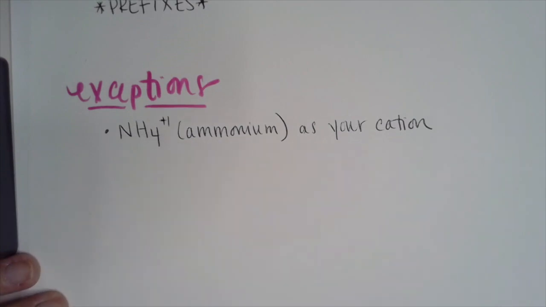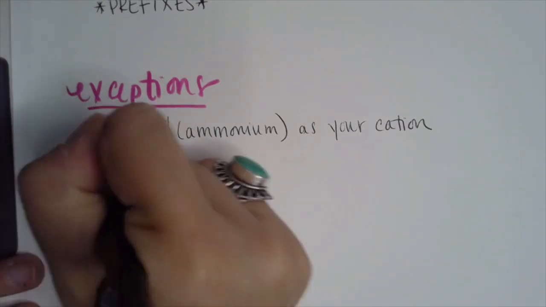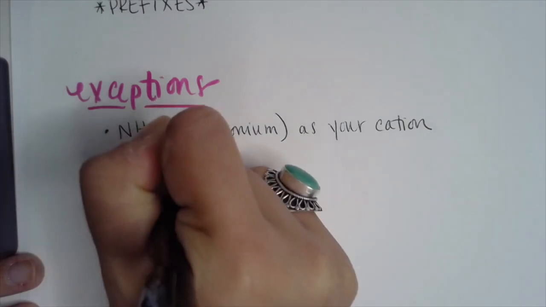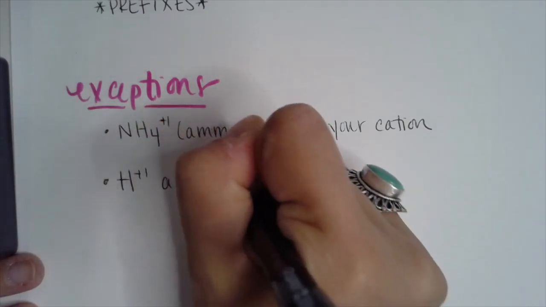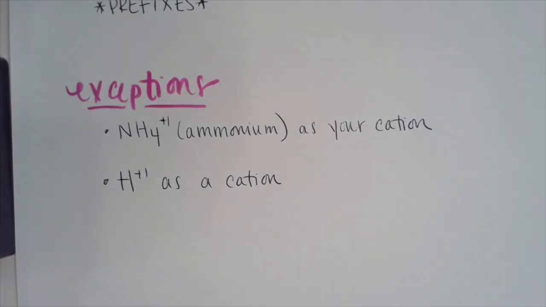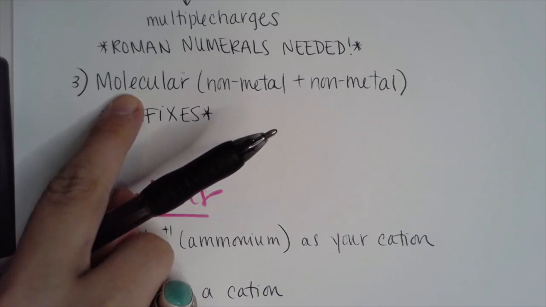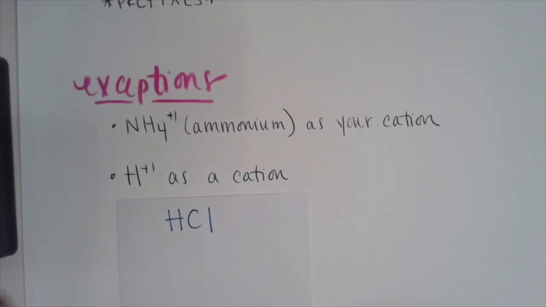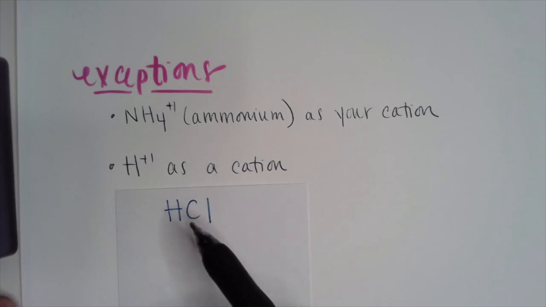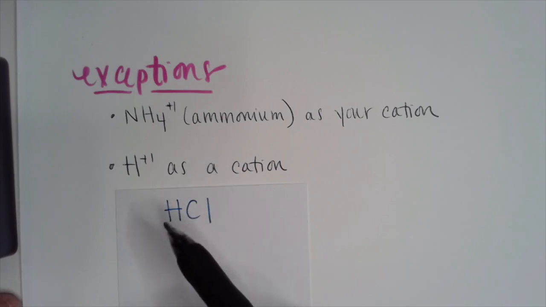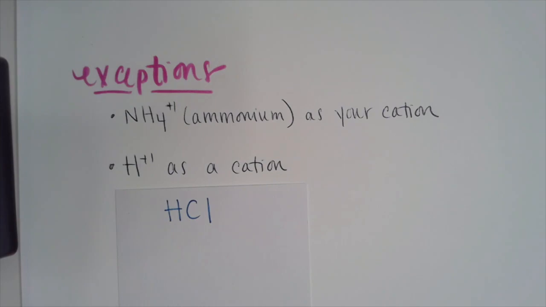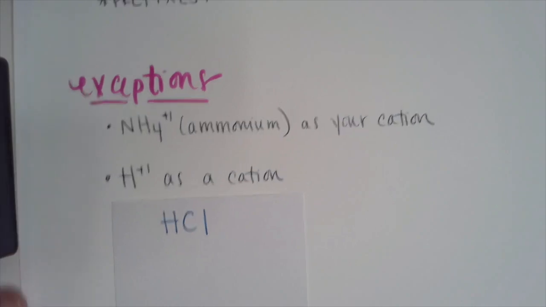The second exception that I found is when you have hydrogen as a cation. Cation is the element that's listed first in the formula. So for example, if I have HCl. Now looking at this, again, this looks molecular, which it is, but it's the same thing with ammonium. This actually dissolves very easily in water, so this is going to break apart. When you're naming something like this, you don't say hydrogen monochloride. You're not going to name this using prefixes.